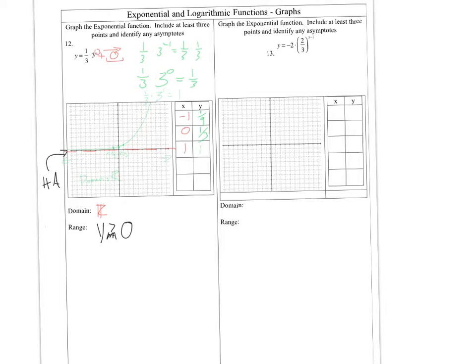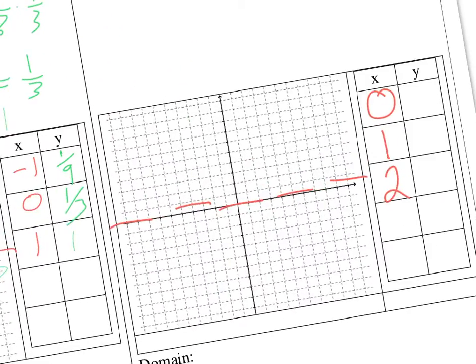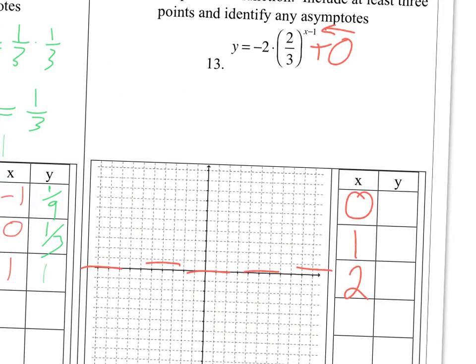For number 13, I'm doing the same thing. Again, I'm going to choose some points that make sense here. I want the top to be negative 1, 0, and 1. That means that for my exponent, x values of 0, 1, and 2 would make that true. Okay? Next thing I've got to do is identify my horizontal asymptote, and here I've got 0 again. Zooming in so I can see my graph.